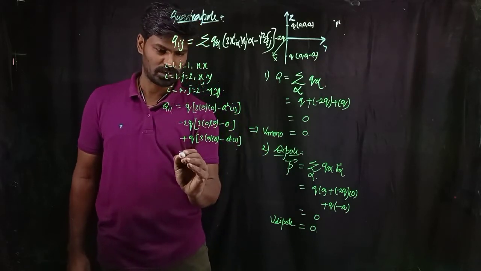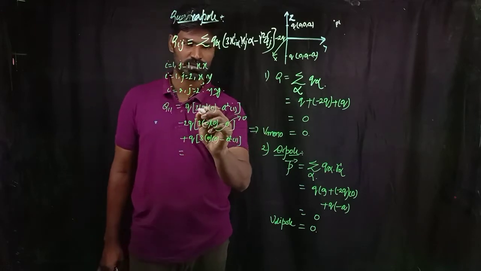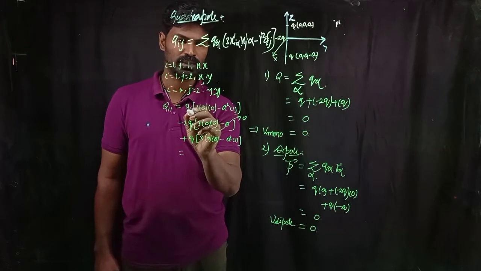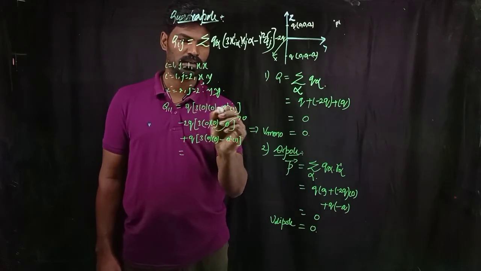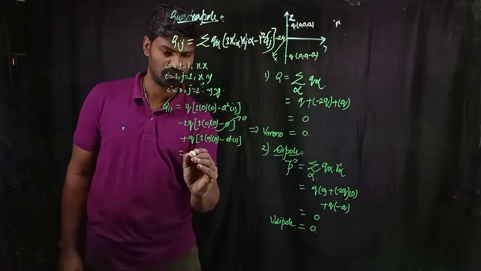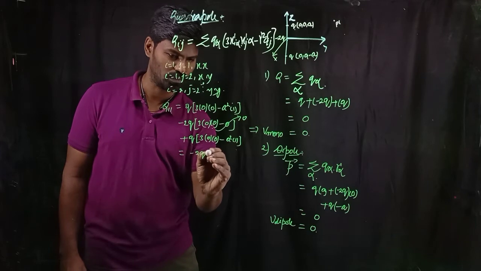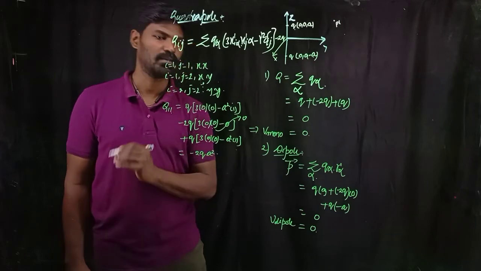How much do you get here? This term altogether is 0, so 3 into minus 3 into 0 is 0, giving minus qa square. Here also again you are getting 1, minus 2a, minus qa square. Altogether you will be getting minus 2q into a square.